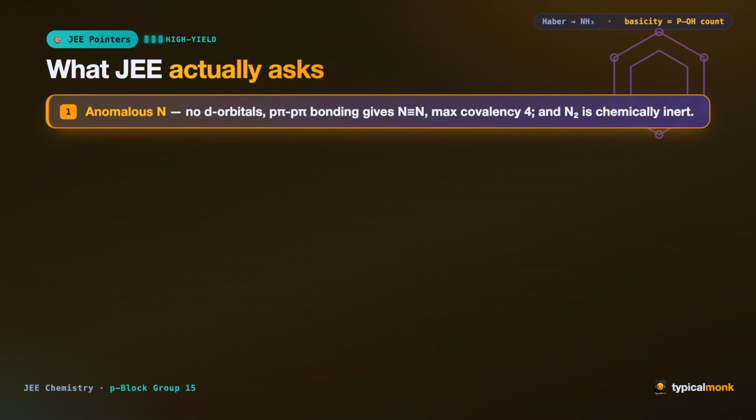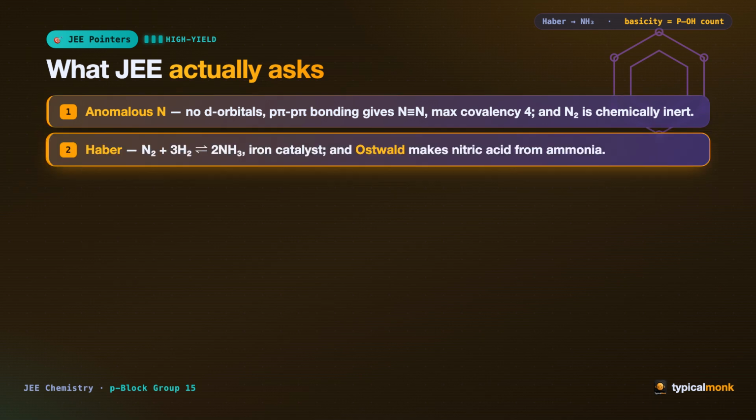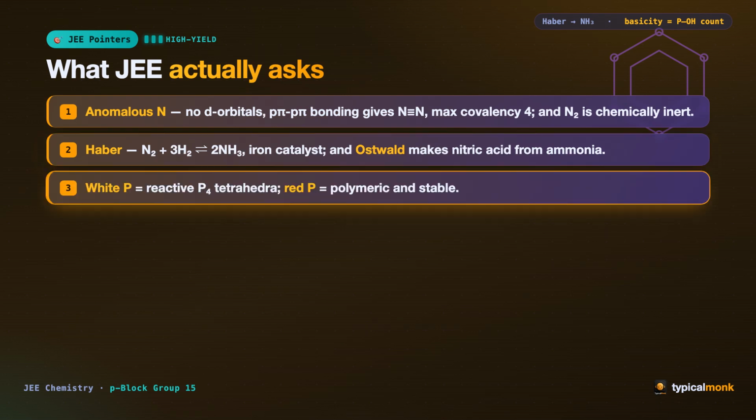5 pointers. 1. Anomalous nitrogen: no d orbitals, pπ-pπ bonding gives the nitrogen triple bond, a maximum covalency of 4, and dinitrogen is chemically inert. 2. The Haber process, nitrogen plus 3 hydrogen to 2 ammonia over iron, and the Ostwald process, which makes nitric acid from ammonia. 3. White phosphorus is reactive P4 tetrahedra. Red phosphorus is polymeric and stable.